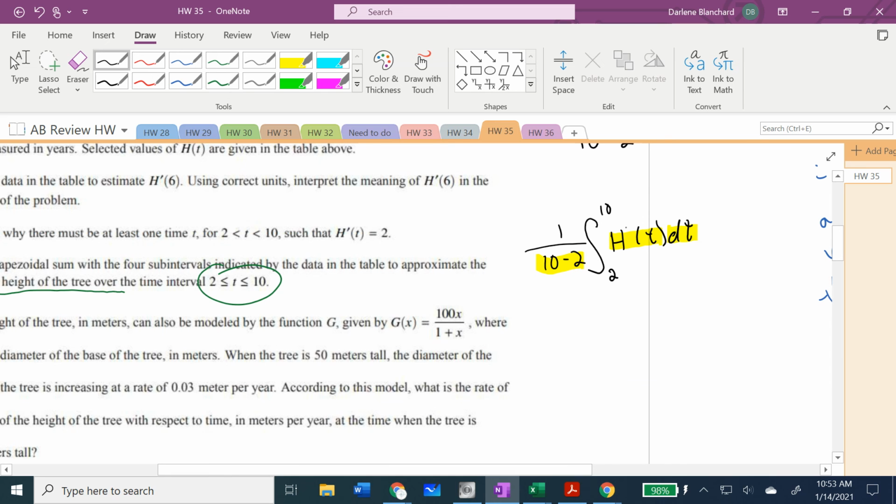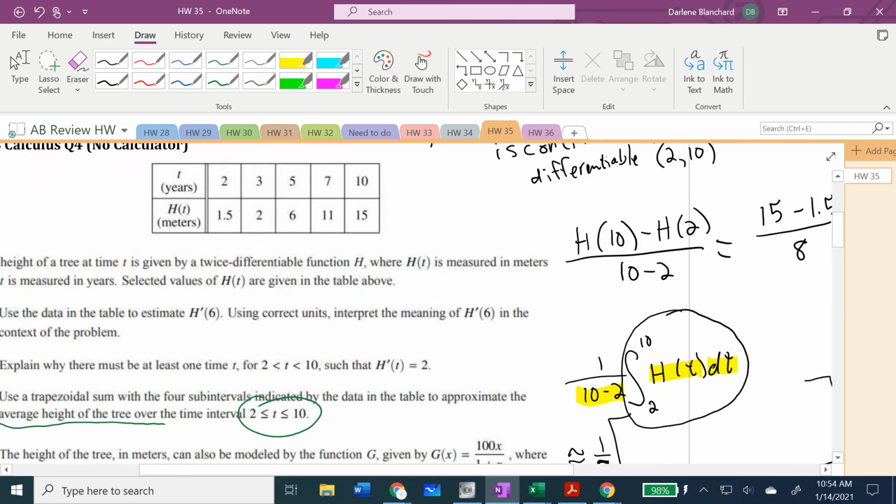So you're going to write this integral and then say that this is approximately. Now, the trapezoidal approximation will only be for the integral itself. You need to write a 1/8 in front and then do the trapezoidal rule after that.